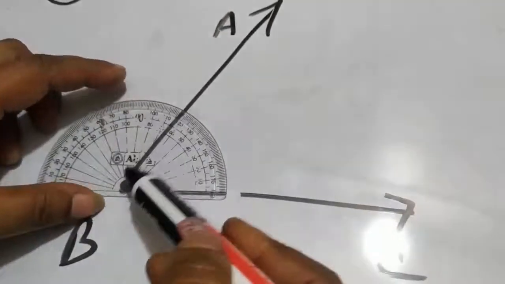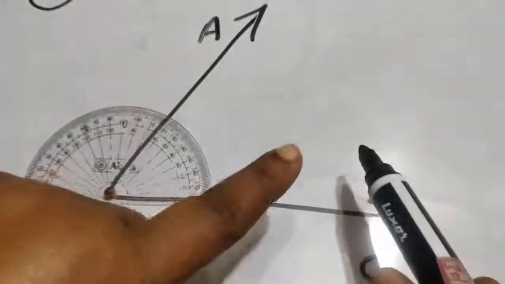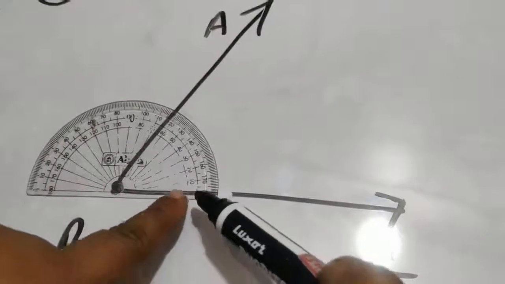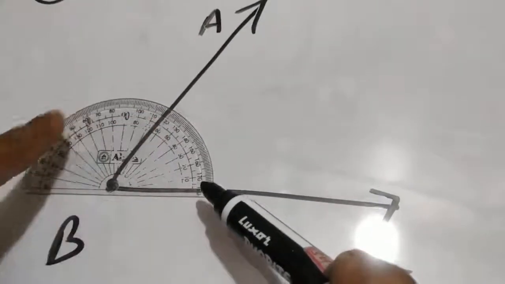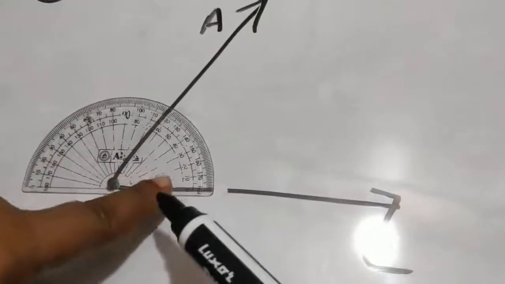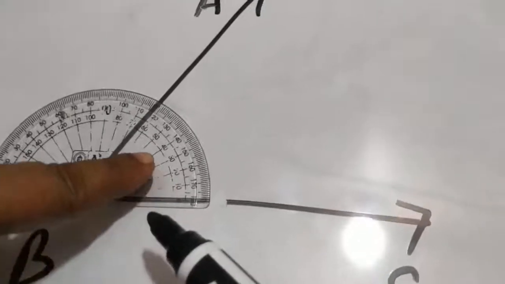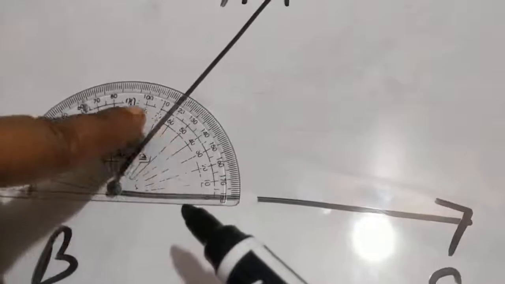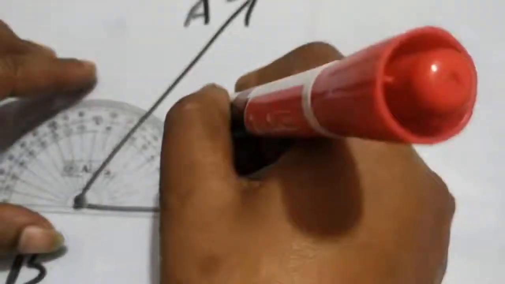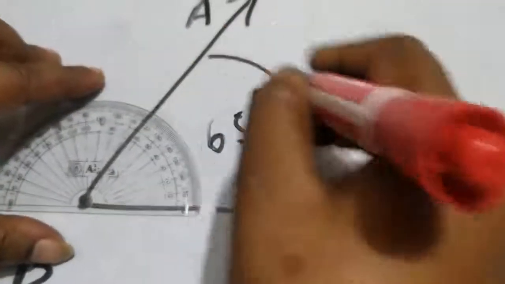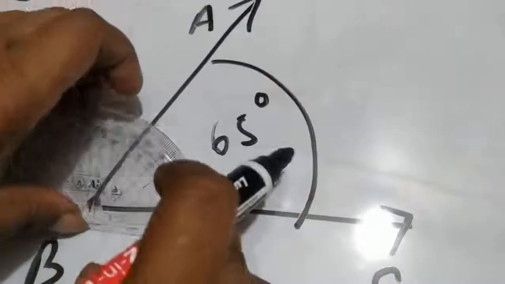Since the angle is opening towards the right, I will use the measuring scale which starts from right to left, from 0 to 180 degrees, the inner scale. So it's 0, 10, 20, 30, 40, 50, 60, and it is 65 degrees. Similarly you have to do question number 1.